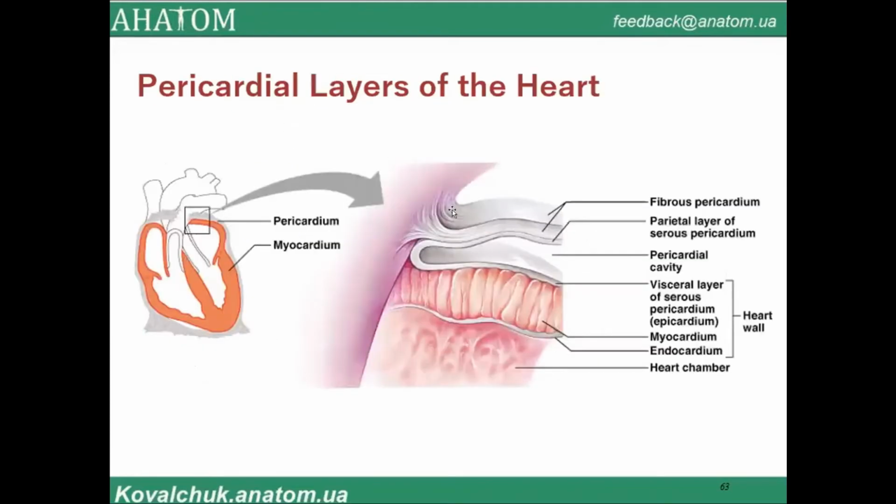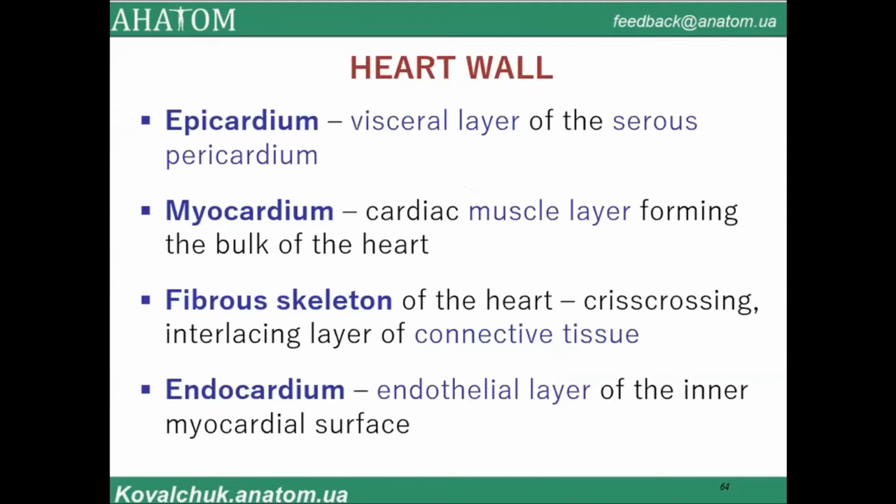Here, pericardial layers: fibrous pericardium, parietal layer of serous pericardium, and visceral layer of serous pericardium. Really, visceral layer, myocardium, and endocardium make up the heart wall. After the endocardium, the heart chambers start, yes? And blood connects with the endocardium. Heart wall: it's an epicardium, the visceral layer.